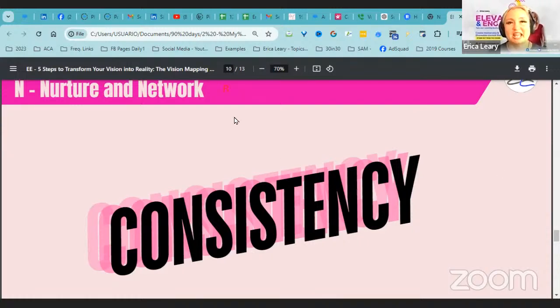All right, so nurture and network, both. Why? Because there's only one N in vision, and I needed you to have both of them. And they're kind of related, right? You're going to nurture your network, definitely nurture your network, but you also want to nurture your current clients, any future clients, any people that are out there.